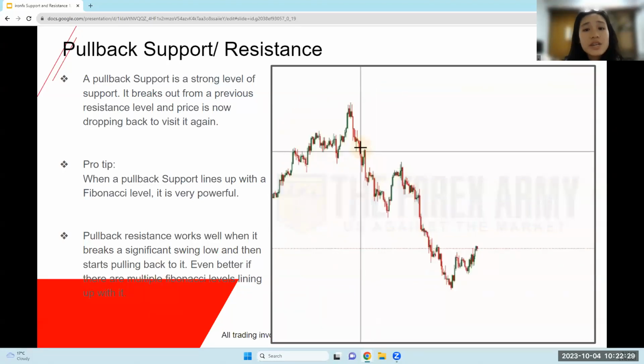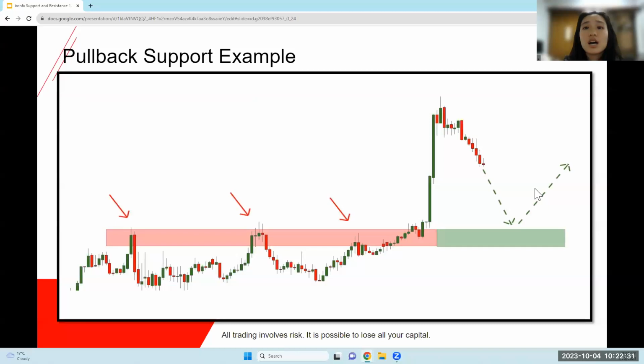Confluence areas are typically considered quite important levels because you have multiple Fibonacci levels or moving average levels or whatever that line up with your support and resistance. Those are basically evidence that price is likely to respect that level again.